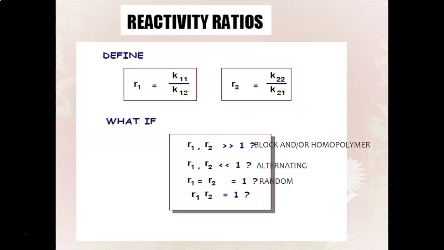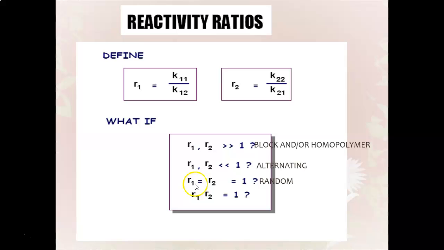Now we look at the ideal copolymerization, or the random. We call it a random. We have two cases for random copolymerization, which are r1 equal to r2 equal to 1, and r1 times r2 equal to 1.